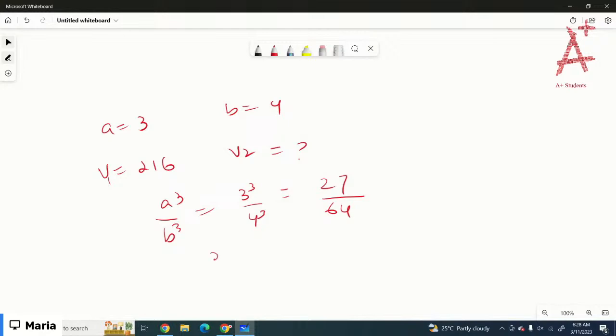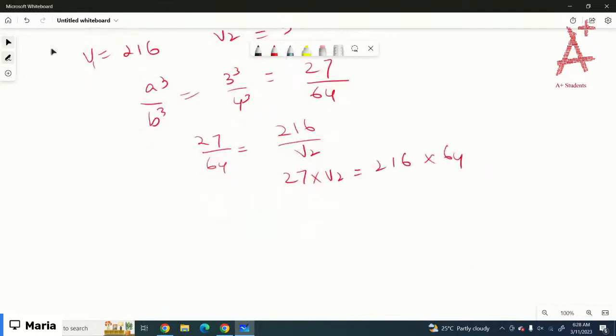Okay, so 27 over 64 equals 216 divided by V2. So just do cross multiplication. 27 times V2 equals 216 times 64. Got it? 216 times 64 is 13,824. Divide both sides by 27. Got it? 13,824 divided by 27 is 512.